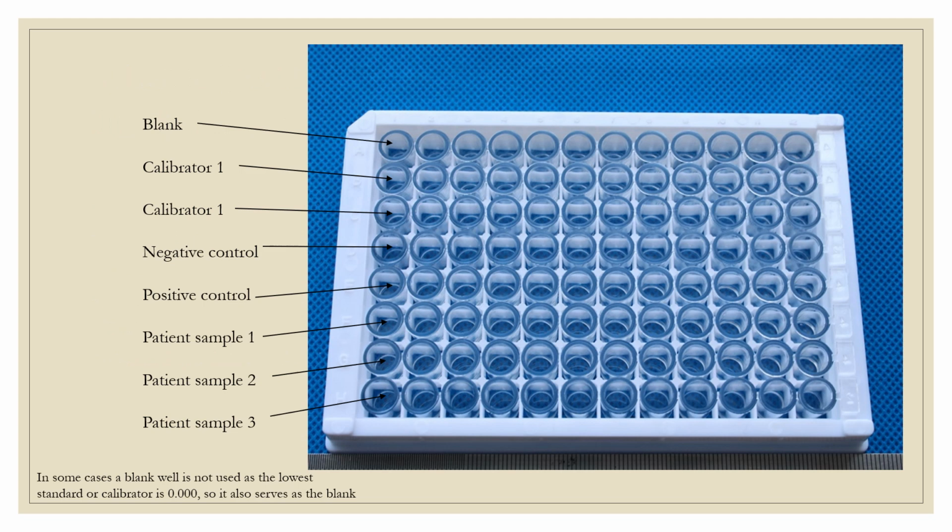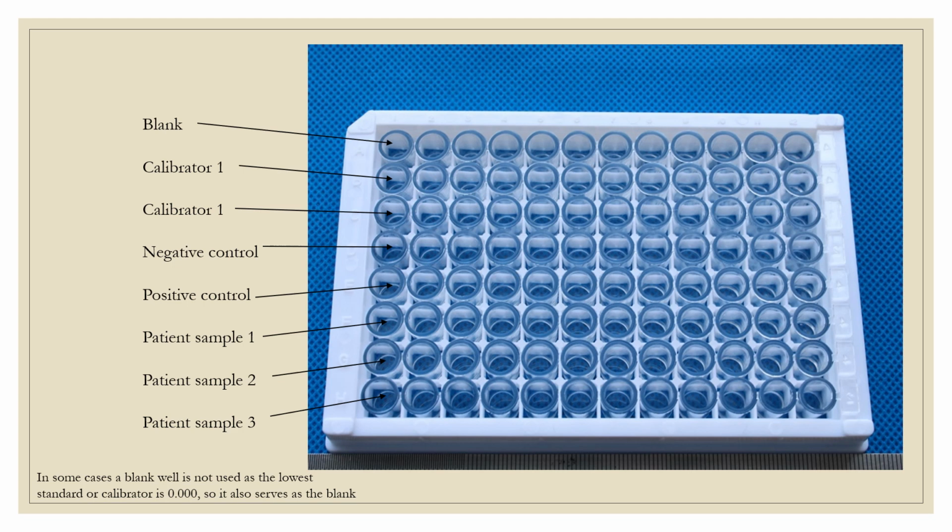So this is what a plate looks like for an indirect ELISA test. And you can see we have 96 plastic wells that fit into a well holder. In our first row, we can see that our first well up there in position A1 is our blank well. Then we add our two calibrators. Usually we run those in duplicate. Then we have our negative control, our positive control, and then our patients follow that.